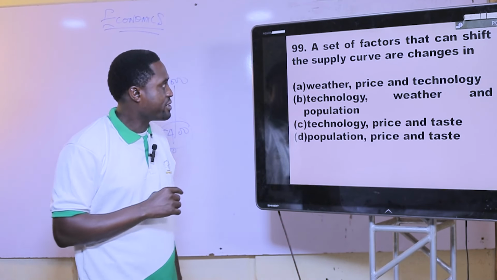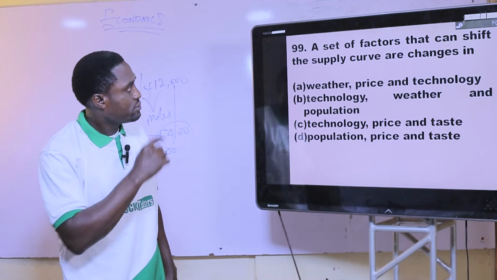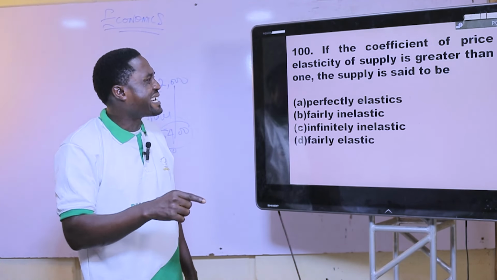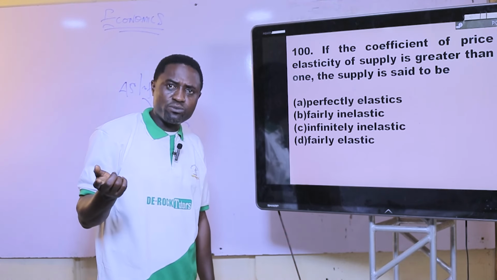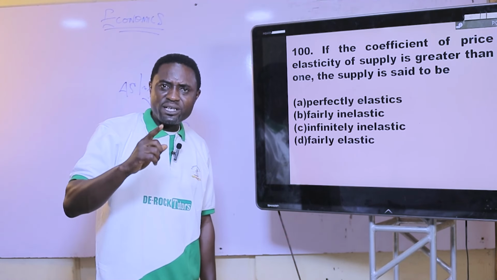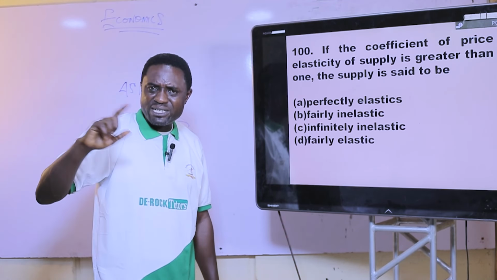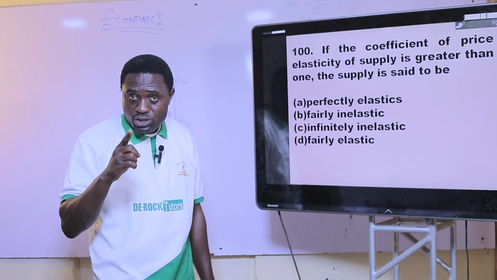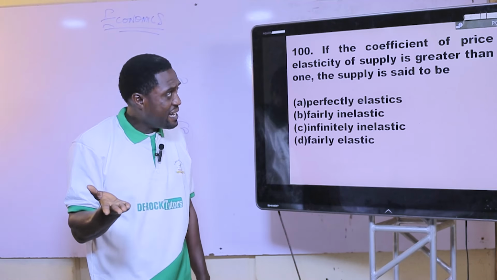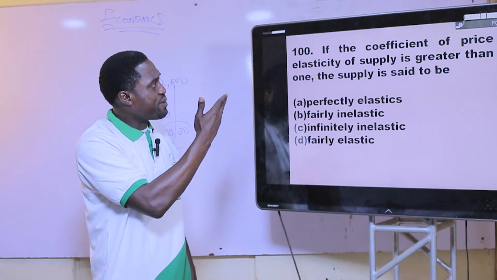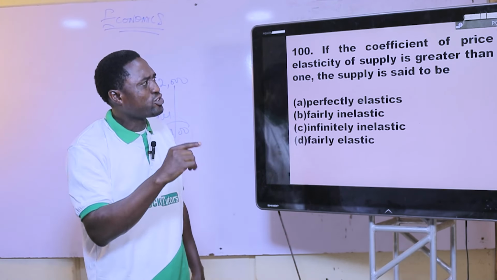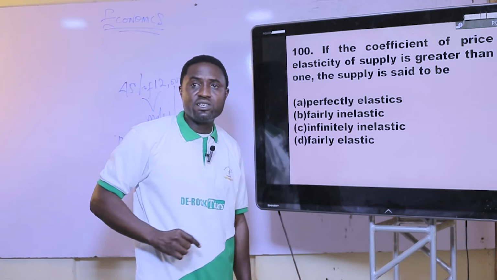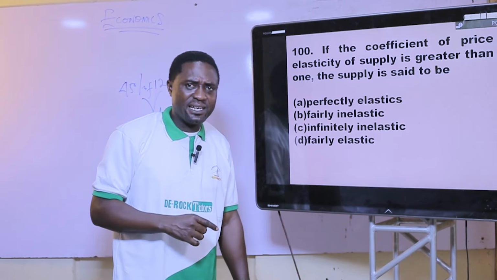Then the next question, 100. If the coefficient of price elasticity of supply is greater than 1, the supply is said to be... I've told you, when you calculate your elasticity of supply or demand, if it is greater than 1, it is elastic. If it is less than 1, it is inelastic. If it is 1, it is unitary. So from this question, what do you think is the answer? If the coefficient of price elasticity of supply is greater than 1, the supply is said to be elastic, fairly elastic. The correct option is D, fairly elastic.